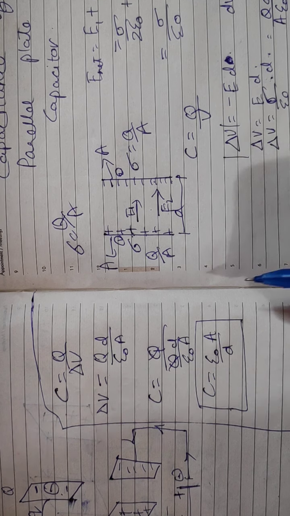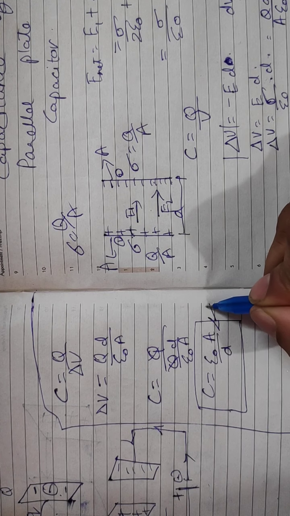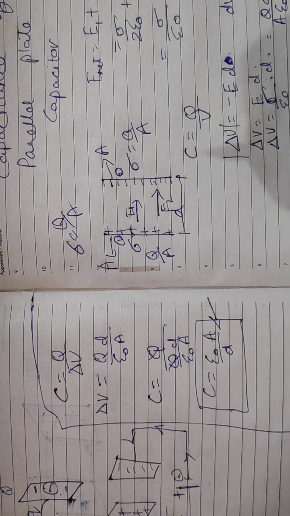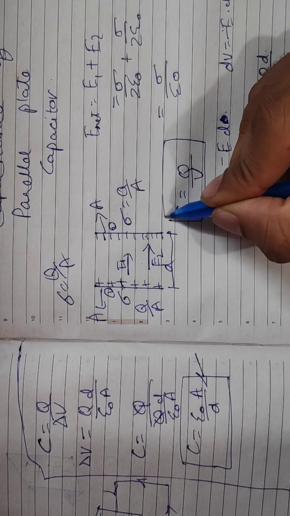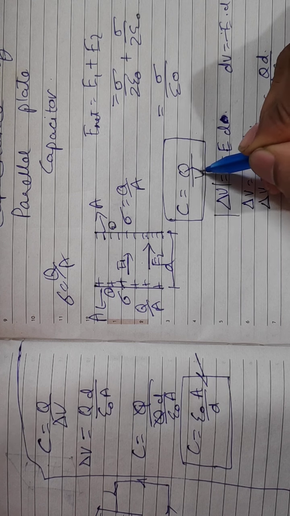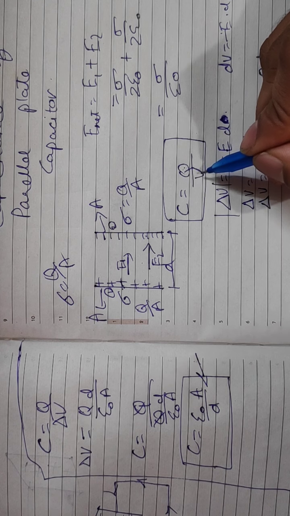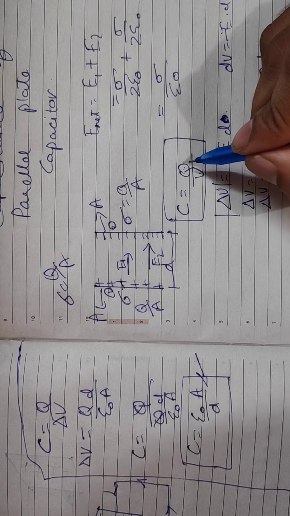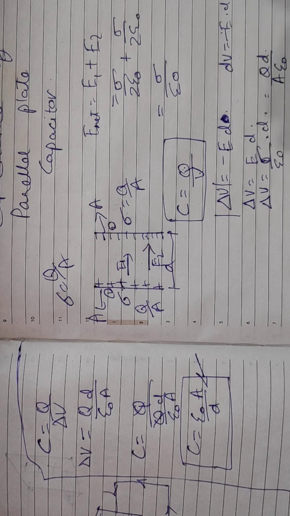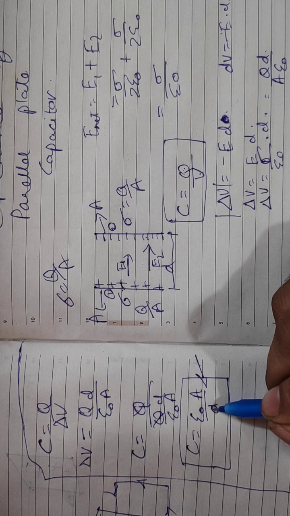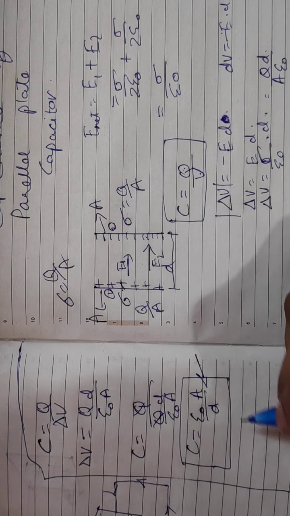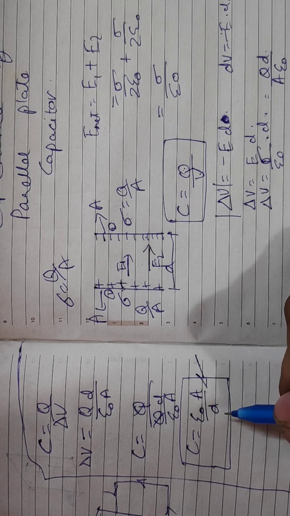A very important conclusion from here: can you see any value of Q or V in this result? According to the definition, capacitance is equal to Q by V, but does it depend on charge or potential? No, it does not. At the time of manufacturing, the capacitance of any capacitor is fixed. It only depends upon the area and the distance between the two plates, and the medium in which it is kept. It does not depend on charge or potential.